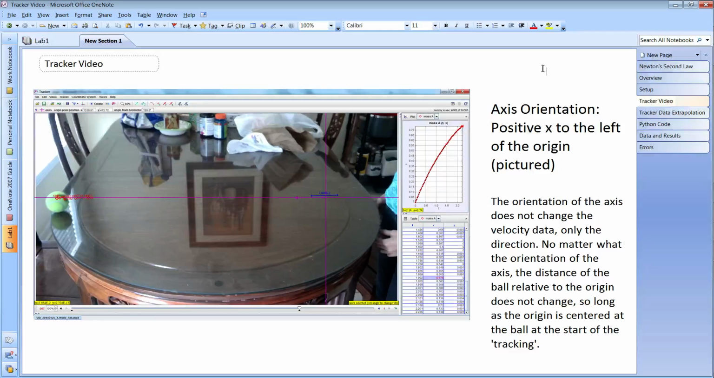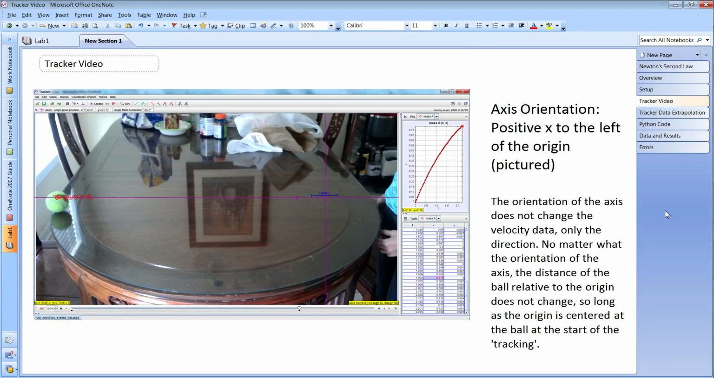The origin of the axis does not change the velocity data, only the direction. No matter the orientation of the axis, the distance of the ball relative to the origin does not change, so long as the origin is centered at the ball at the start of the tracking.